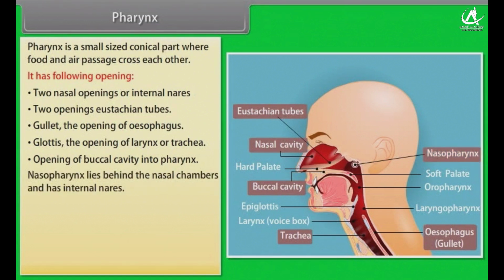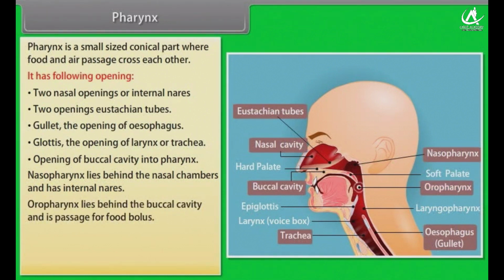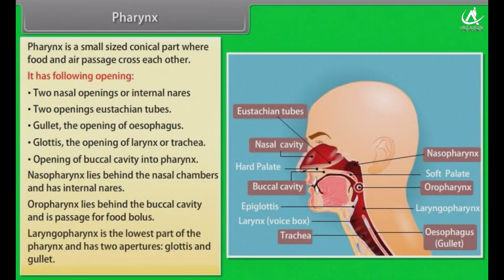Nasopharynx lies between the nasal chambers and has the internal nares. Oropharynx lies behind the buccal cavity and is the passage for the food bolus. Laryngopharynx is the lowest part of the pharynx and has two apertures, the glottis and the gullet.